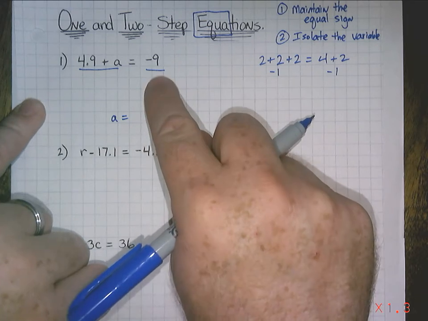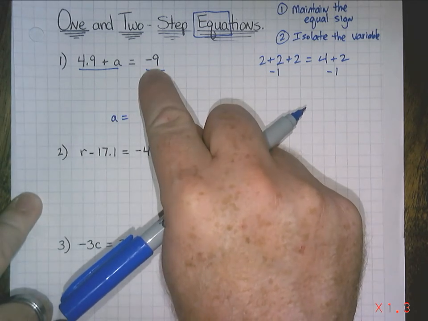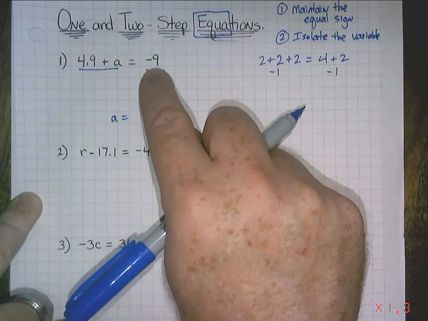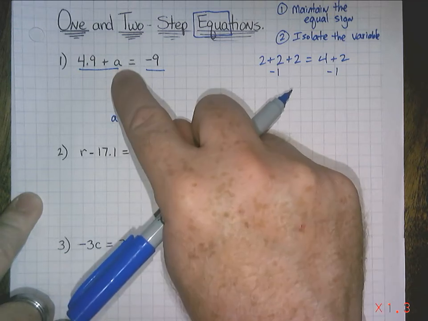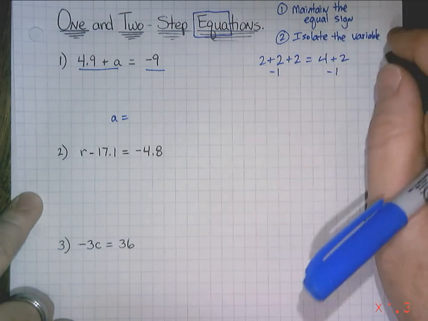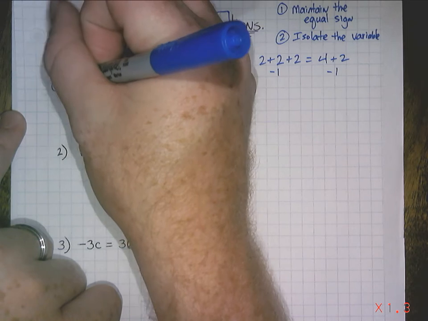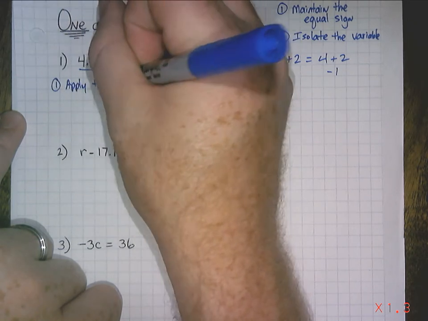Again, we're not looking for the answer to this problem. We have the answer. The answer is -9. That's not what we're looking for. We're looking for the value of A. In this situation, it's called the solution. We're looking for the solution of A. So, what we need to do, the very first step, is we have to apply the inverse operation.